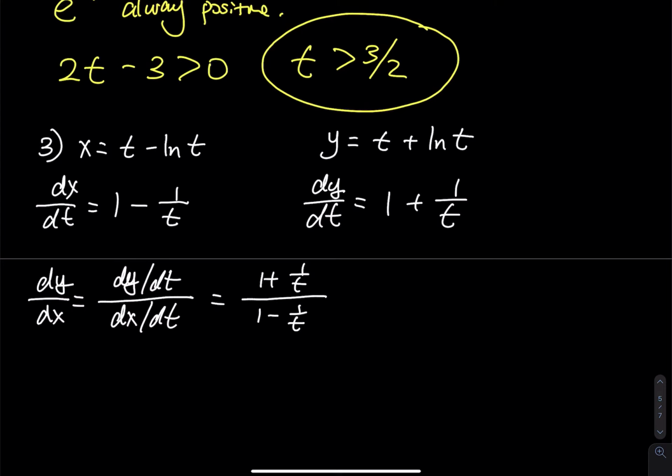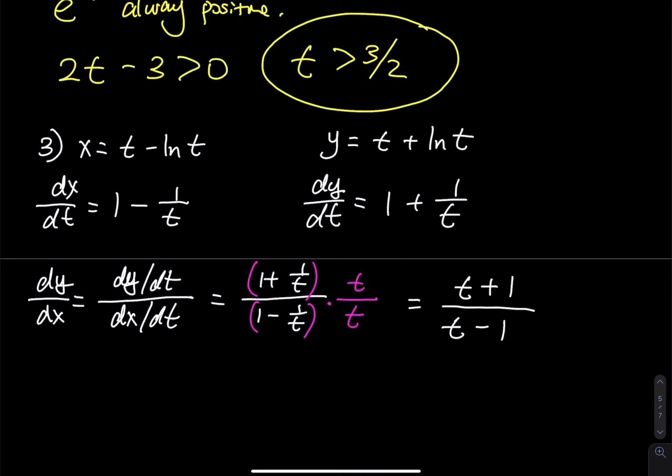So how do we simplify that? I hate complex fractions. To simplify this, all you have to do is multiply this term by a magic 1, which is t divided by t. Basically, you will distribute the t to each member inside the parenthesis. So that equals t plus 1 divided by t minus 1. So there you go. That is your first derivative.